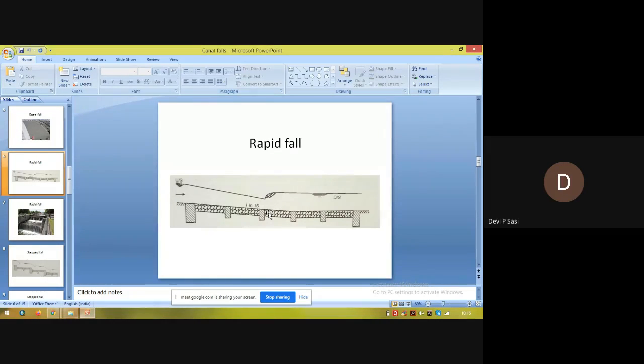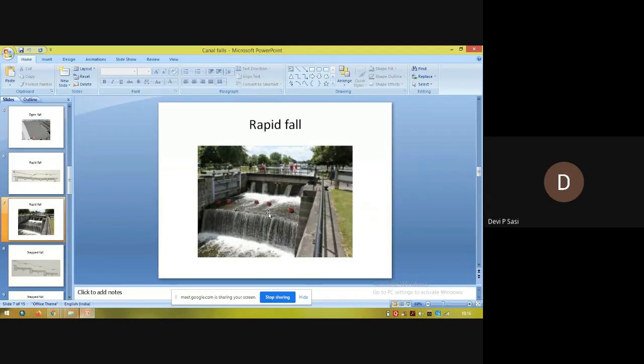It consists of a sloping glacis, and the slope ranges from 1 in 10 to 1 in 20. In the picture you can see a slope of 1 in 15. Next is a photograph of a rapid fall. The slope can range between 1 in 10 and 1 in 20.